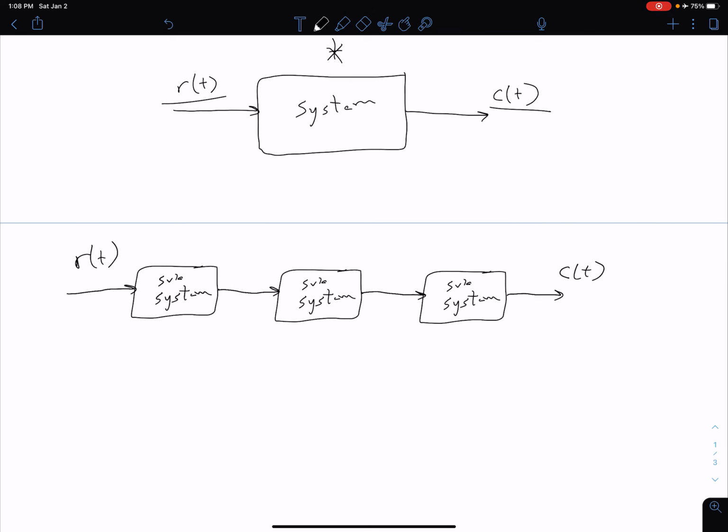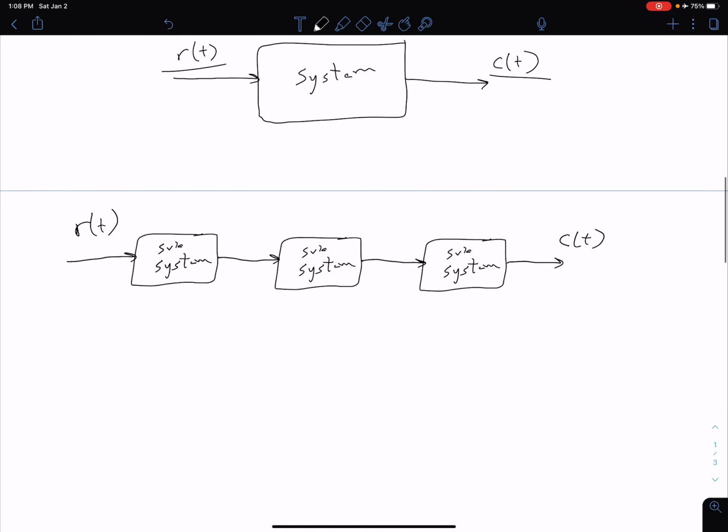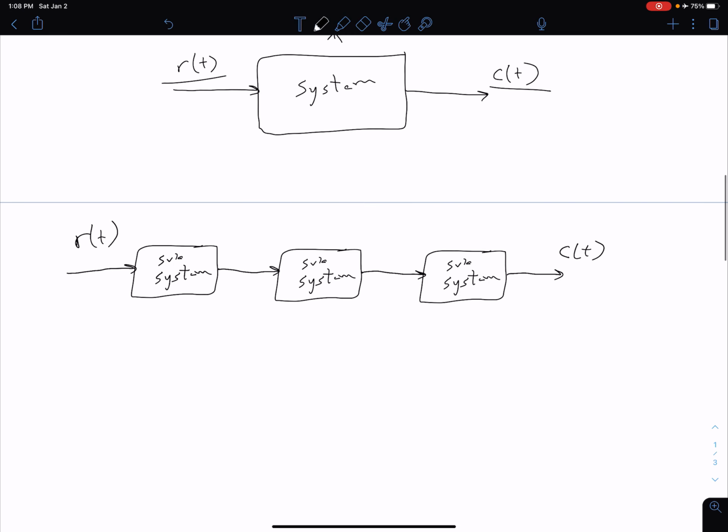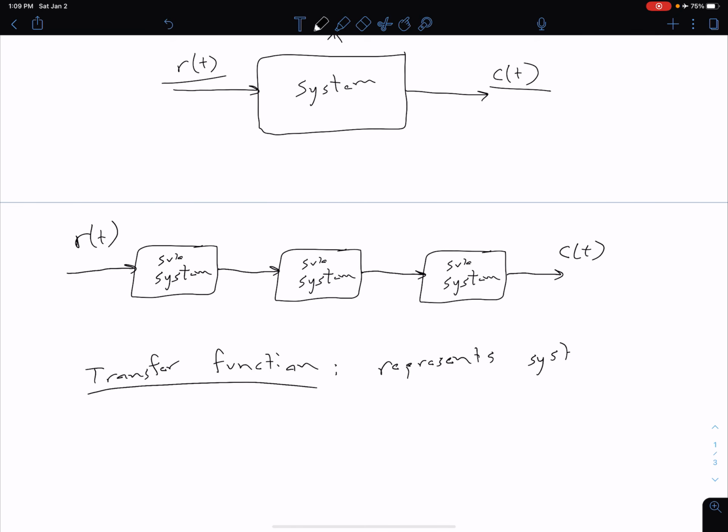Basically what we're going to do in our frequency domain is use such a representation, and some key terminology that we're going to come back and talk about later is something called a transfer function. It turns out the transfer function represents our system. So each of these blocks above represents our system, and all blocks above can be represented by a transfer function.